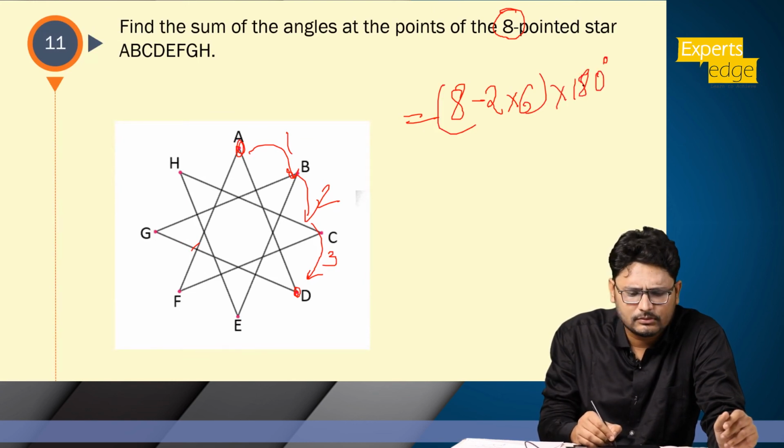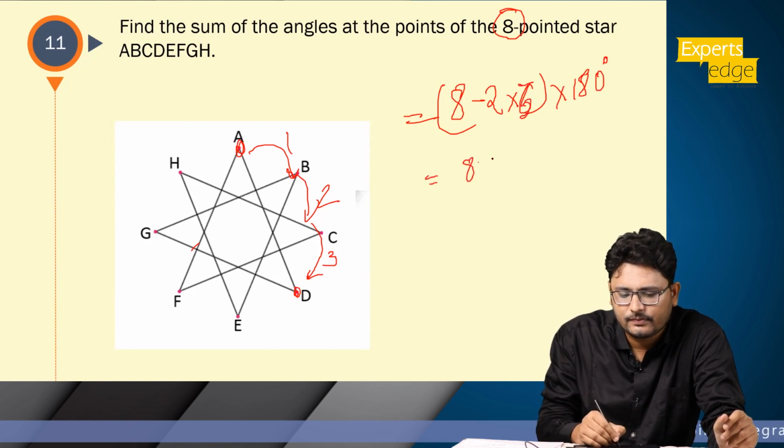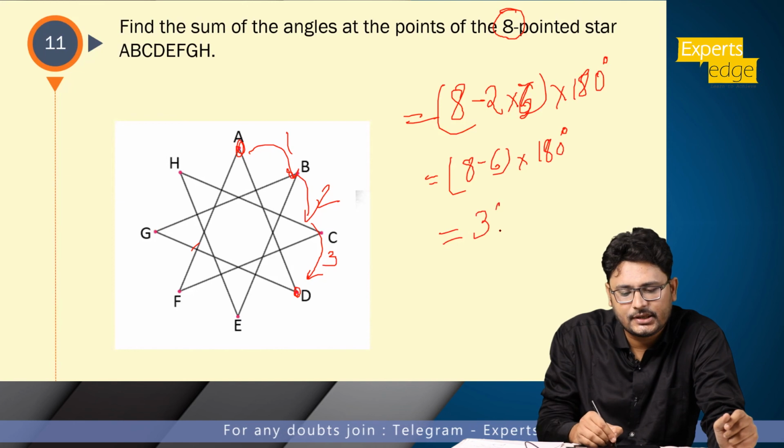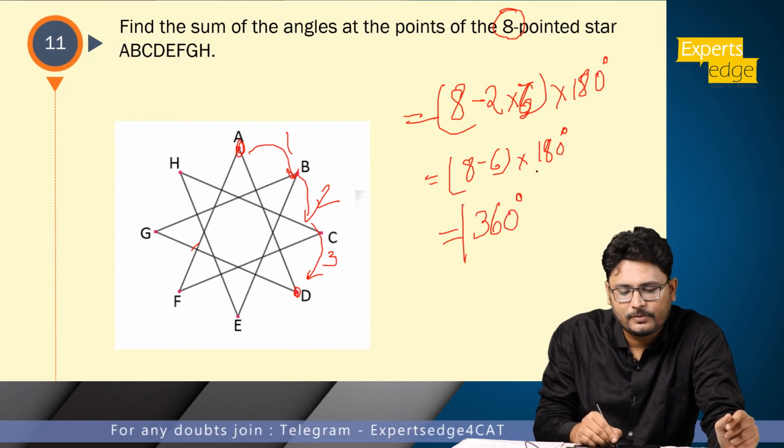So 2 into 3. So total will be 8 minus 6. 3 gaps are there, right? मैंने तो लिखने में कर दिया था. So basically answer should be 2 into 180, 360 degree. Okay. So I hope you got this question.